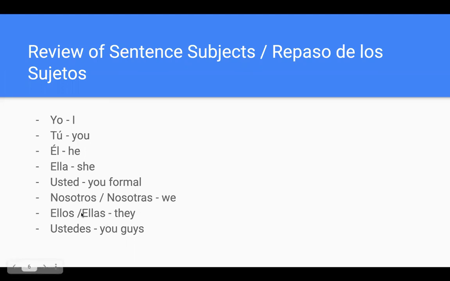If there's a group of 100 people and 99 of them are female, but one of them is male, you always use the nosotros or the ellos form. It doesn't matter. Nosotras and ellas is strictly all females. And then ustedes is when you're talking to you guys, all of you.